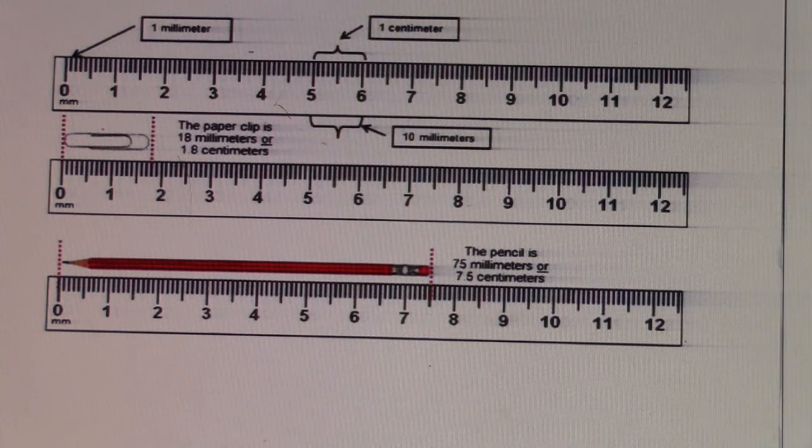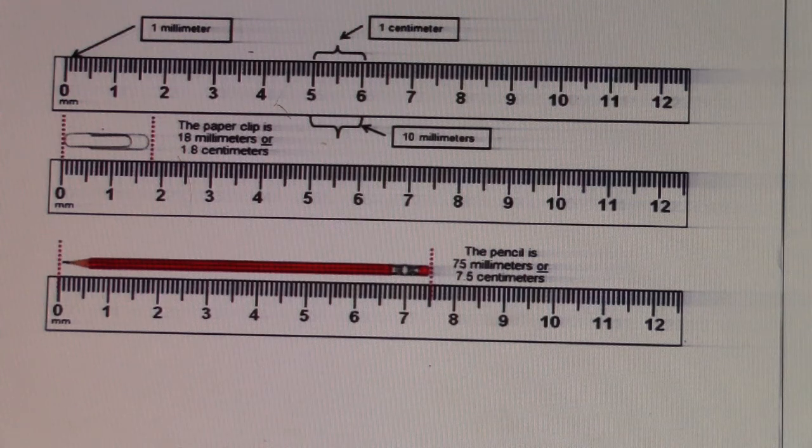Alright, so the first number is the certain measurement. The second number in this example is the estimated number. And that's always subject to error. I'm sure if you gave this same paperclip to 100 students, they'd all come up with different values, but I'm sure most would come out with a reading of 1.8 centimeters.